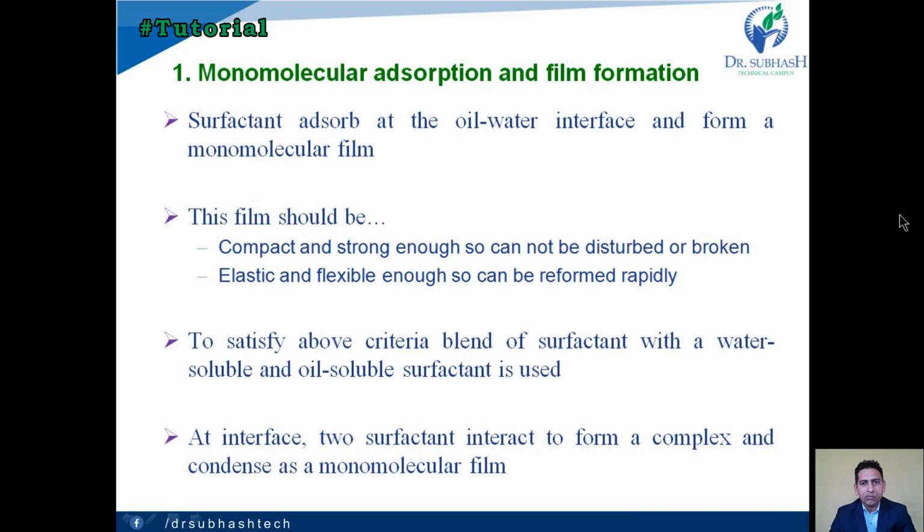So we want to prepare a film above the oil molecules. Whatever film we form should be compact and strong enough so it cannot be disturbed or broken. If in any case it breaks, it should be elastic and flexible enough so it can be reformed rapidly. So elasticity should also be present in our emulsifying agent. To satisfy these two criteria, a blend of a water soluble and an oil soluble surfactant is used. At the interface, these two surfactants interact to form a complex and condense as a monomolecular film.